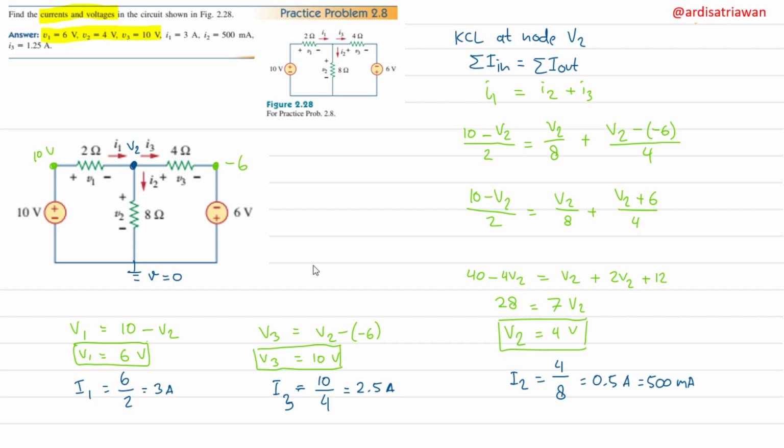Yeah, it's kind of different from the answer, but I'm pretty sure I did not miscalculate things, so maybe the answer key is wrong. Let's see. Yeah, our V2 is 4, and 10 divided by 4 is 2.5, so we are right, and I think the answer key is wrong. Okay, and I think this is enough for practice problem 2.8. Okay, now let's move on to the next problem.